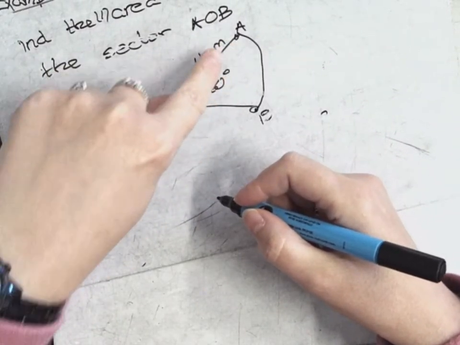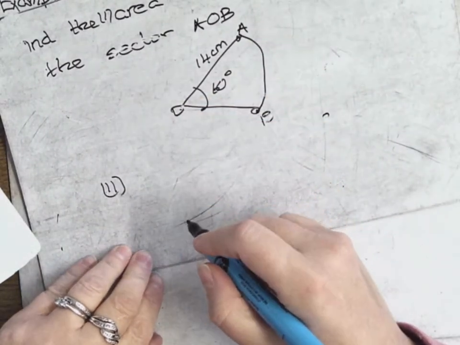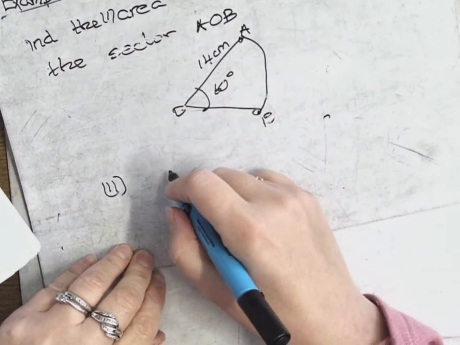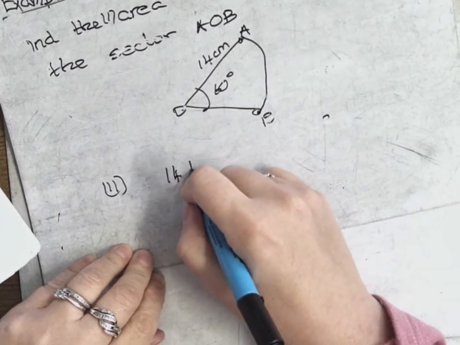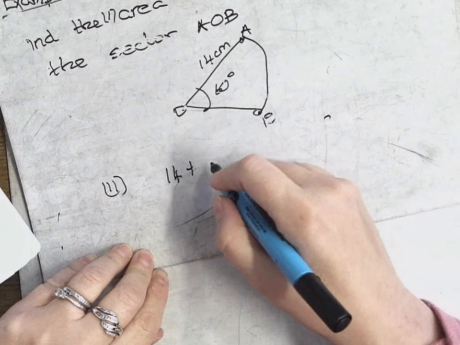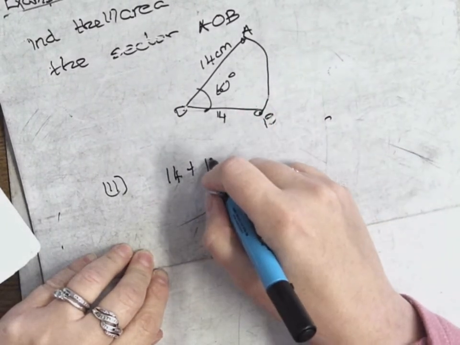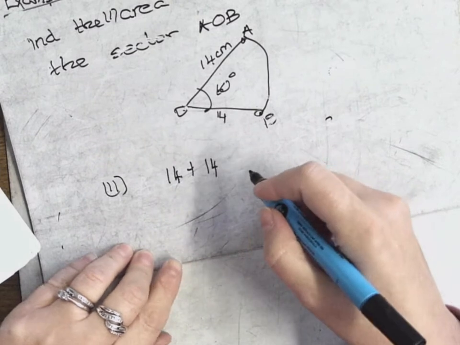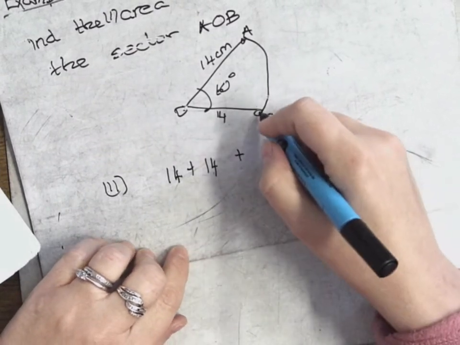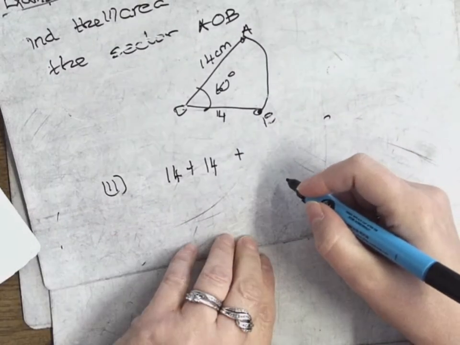Is that okay? So the perimeter, so here I walk from A to O, how far am I walking? 14, right? Then I'm walking from O to B. How far am I walking? That's a radius again, isn't it? They haven't written it in. But remember the radius is always the same. That's another 14 now. And then I have to get the length of the curvy bit, the length of the arc.